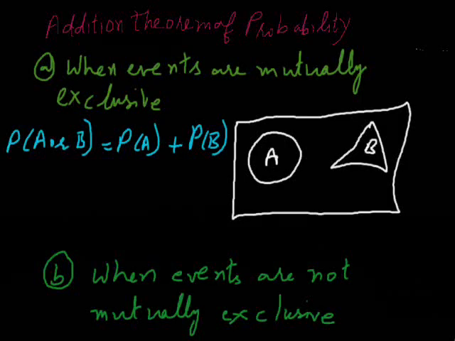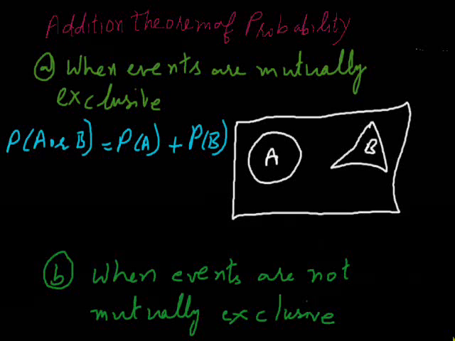Hello friends, today we will explain to you the addition theorem of probability. This is one of the important theorems of probability, and it has two parts. First part, when events are mutually exclusive, at that time the probability of happening A or B will be equal to the probability of happening A plus the probability of happening B.